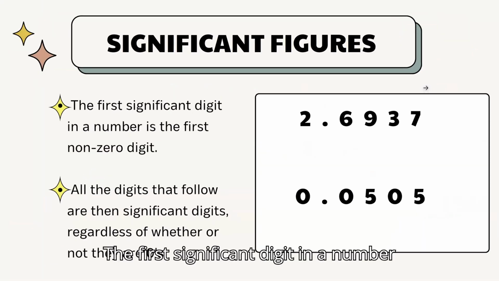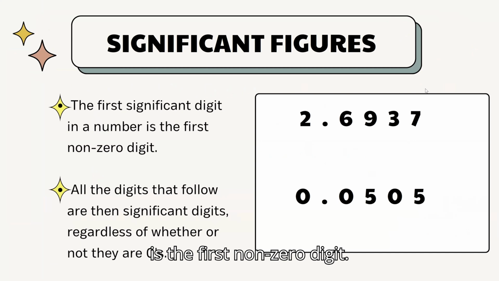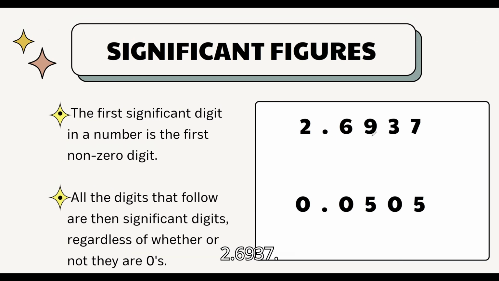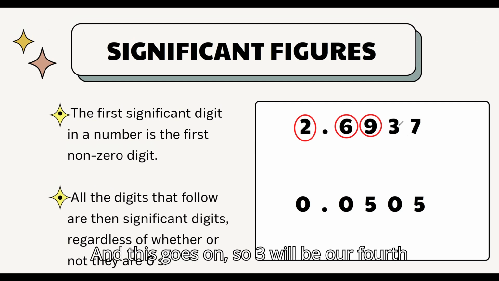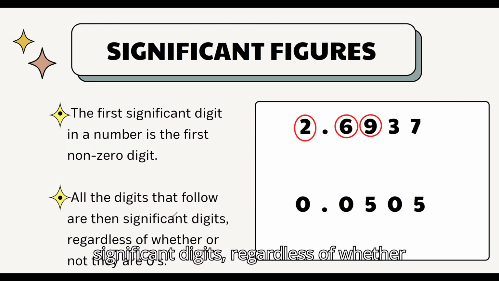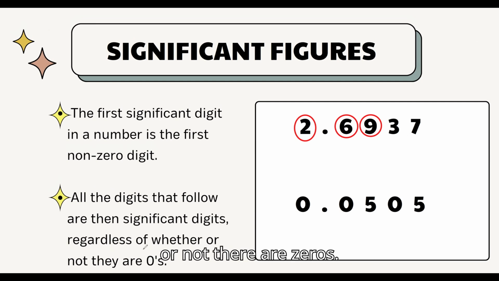The first significant digit in a number is the first non-zero digit. So let's take a look at this number here, 2.6937. Our first significant digit will be our first non-zero number, which is 2. Our second one will be 6. And the third one will be 9. And this goes on, so 3 will be our fourth one, and 7 will be our fifth one. All the digits that follow are then significant digits, regardless of whether or not there are zeros.